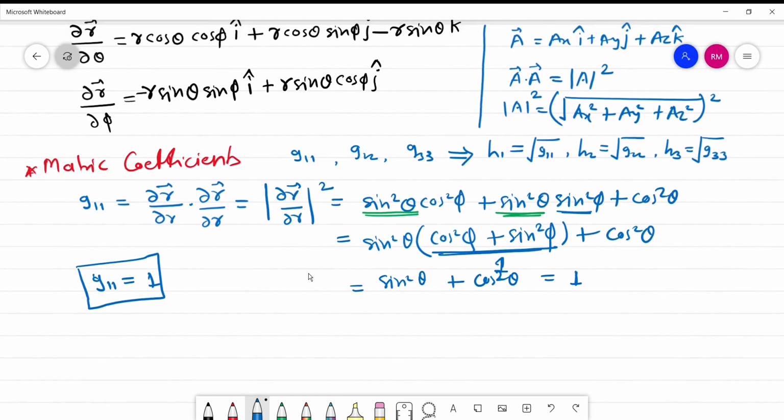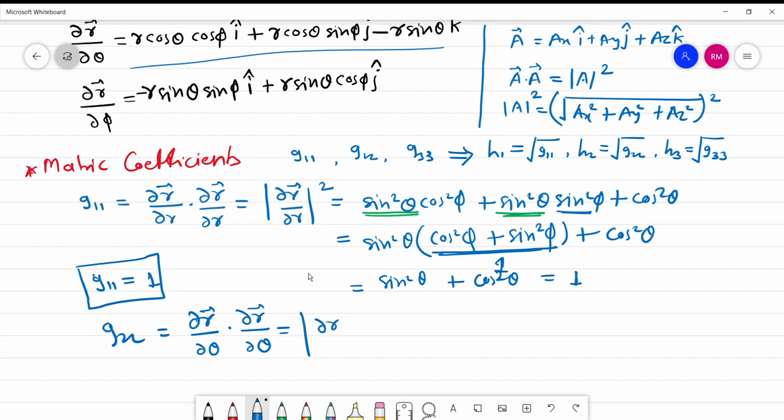Okay, so here is our second term. G22 is our second metric coefficient, and that will be ∂R̄/∂θ dot ∂R̄/∂θ, which will be the mod of ∂R̄/∂θ squared. So I have to take the square of these terms. First term is this, second term is this, you don't need magnitude here, and third term is this.